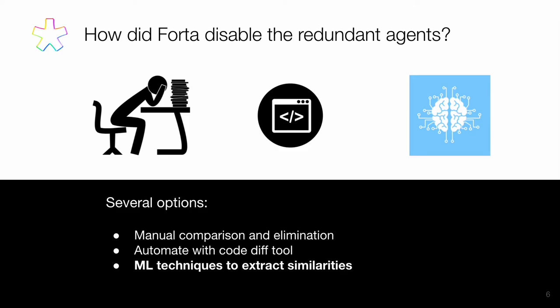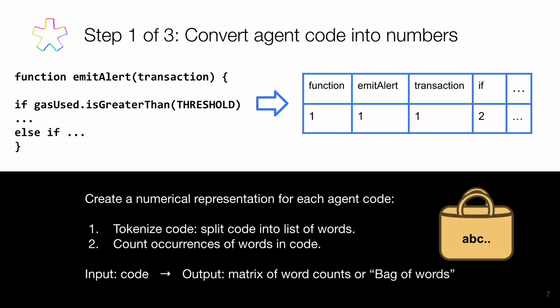Finally, we can use some basic techniques from machine learning which can help us extract insights and patterns from data. So with the help of data and ML techniques, we were able to find not only exact copies, but also similar agents to disable. So there are roughly 3 steps to apply some basic ML techniques to this problem. The goal was to find agents that were similar to the starter examples Forta provided. So I'll give you a quick overview of how this happened.